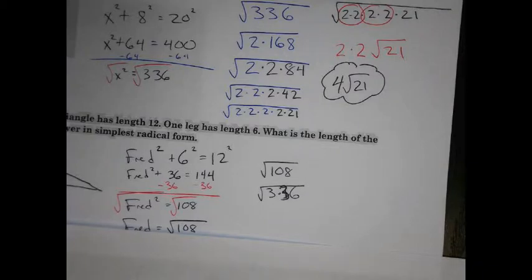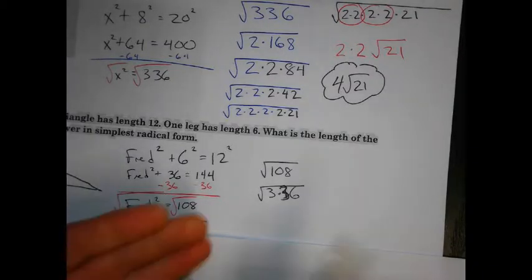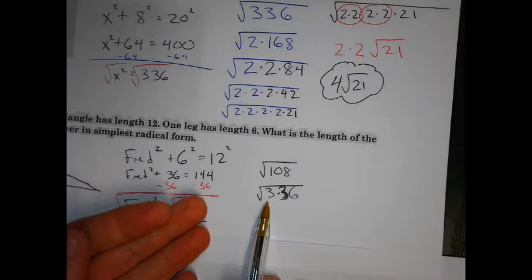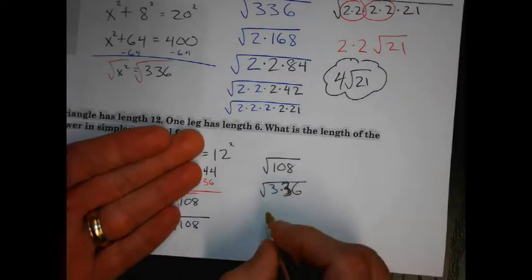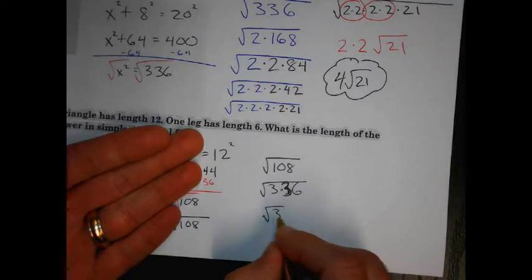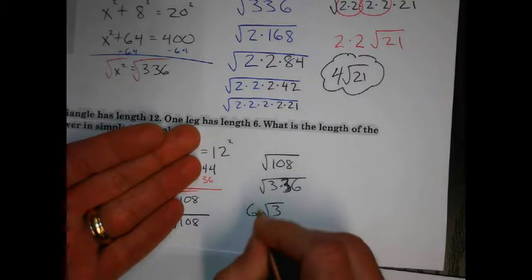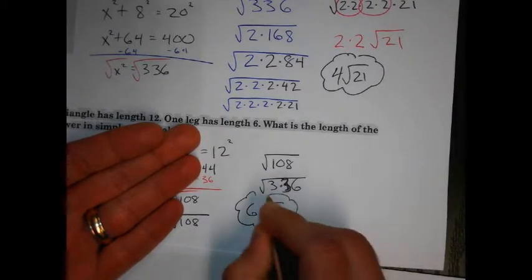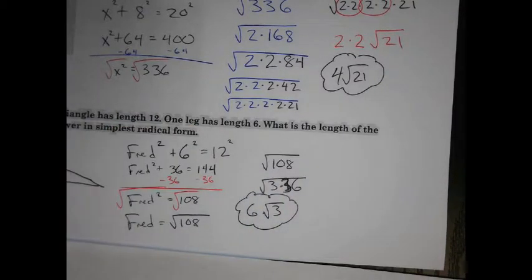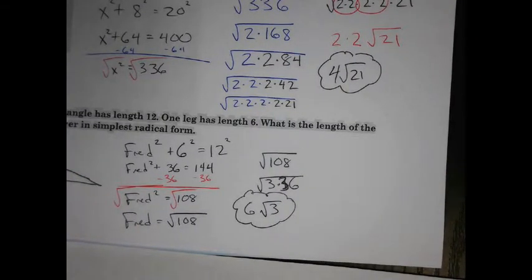So if 108 is 3 times 36, check this out. What am I pointing at here? I am pointing at the square root of 3. What am I pointing at here? I'm pointing at the square root of 36. And the square root of 36 is 6. 6 radical 3. Done. What if we were not working with that though? Hopefully that's a helpful thing for you.